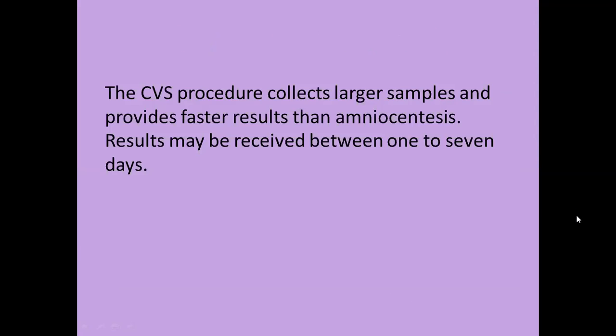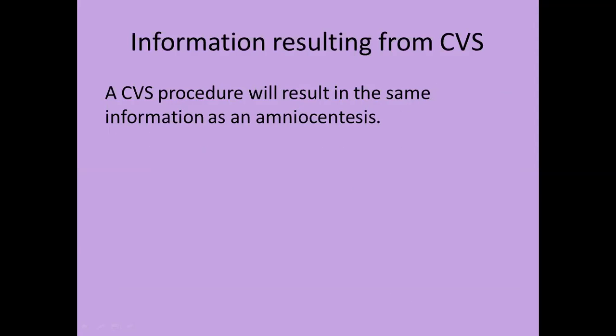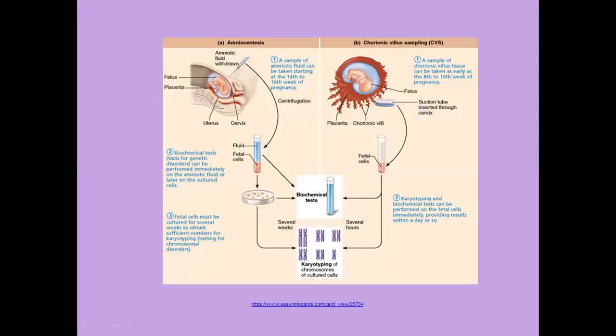It collects larger samples. It provides faster results than amniocentesis. And so it may take between 1 and 7 days, which is much faster than amniocentesis results. Because remember, in amniocentesis, they need to culture the cells. And here they're actually getting the cells out directly. But it will result in exactly the same information as an amniocentesis. Okay, it's just a different method of doing it.